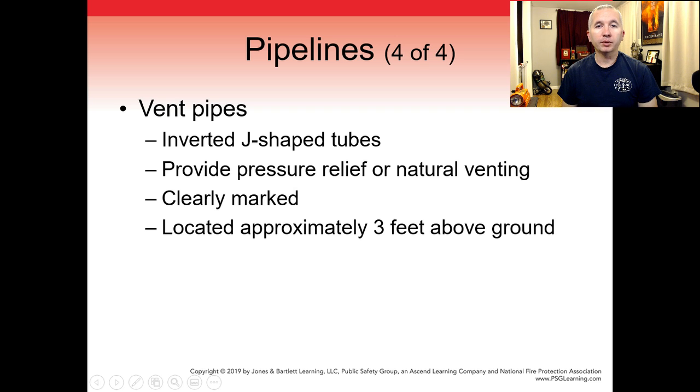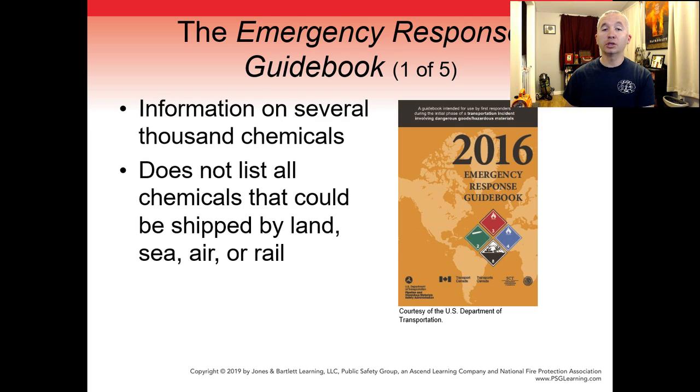So now you know what the chemical is, and you know what the placard number says, or the UN/NA number, but you need to know more about it. How are you going to look that up? That comes from the ERG book. The ERG, or Emergency Response Guidebook, provides information on several thousand chemicals. It does not list all chemicals that can be shipped by land, sea, air, or rail.